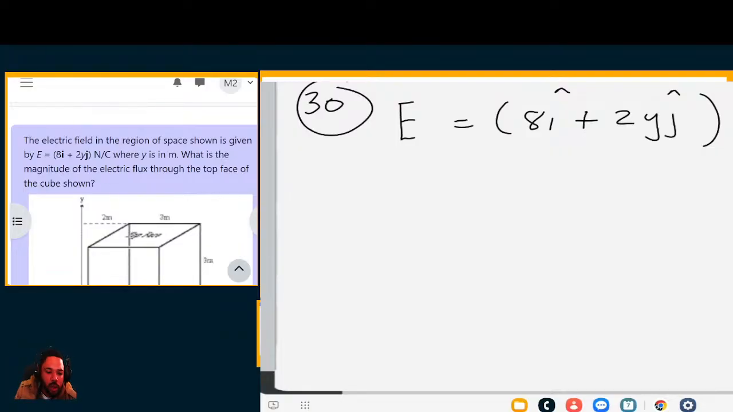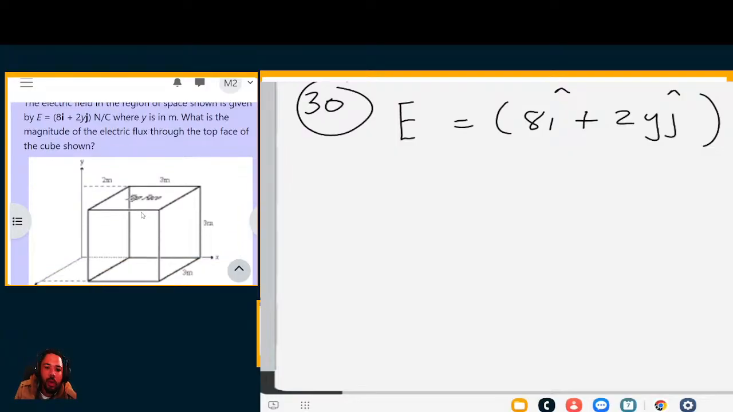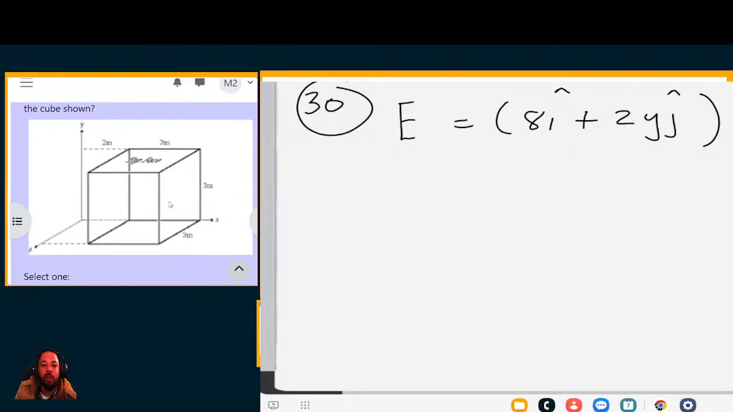Okay, now I'm going to scroll a bit up. We want the electric flux. Remember, the electric field is described by the equation I just wrote down. They want the electric flux through the top surface of this cube. There's the cube, I'm not going to redraw it. You can look just at it there.